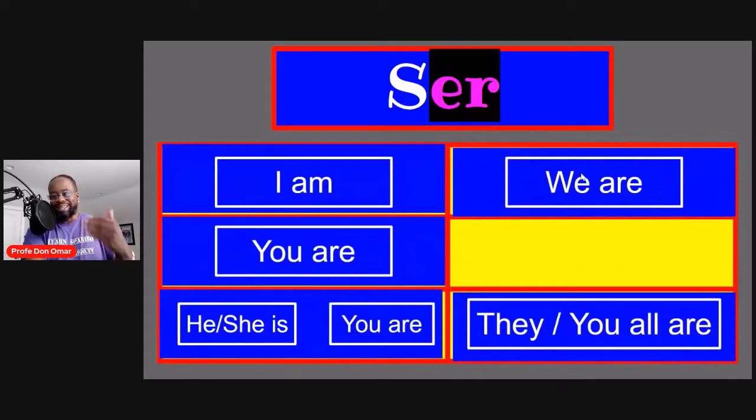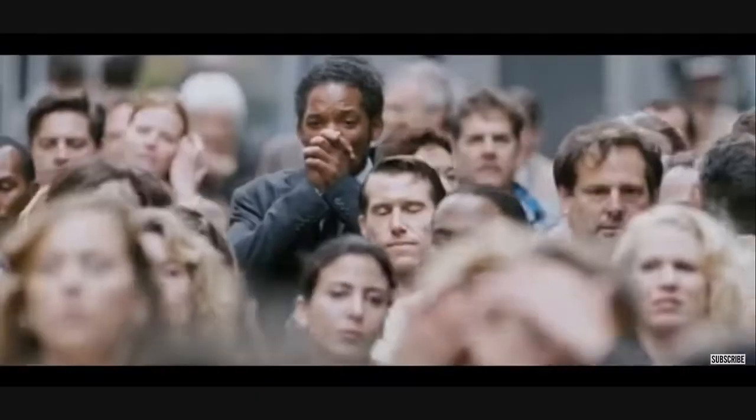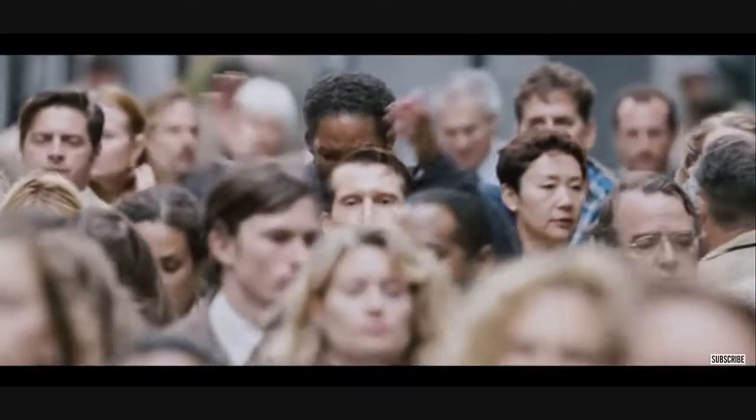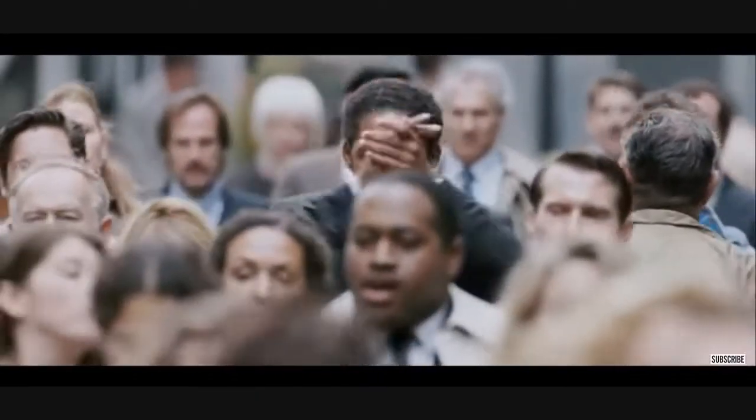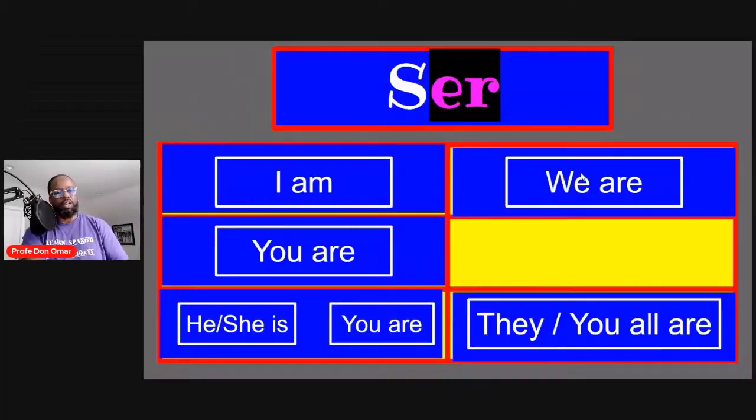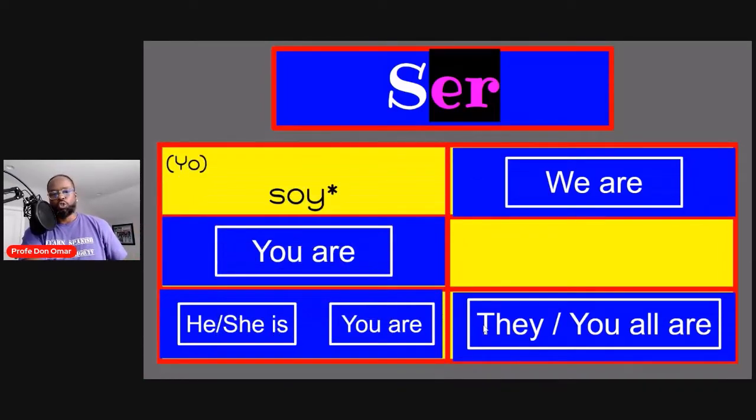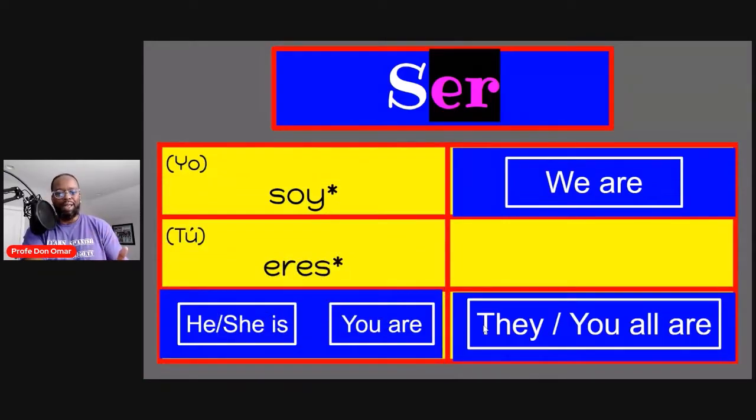So, antes de empezar, aquí tenemos las conjugaciones. Before we get started, we've got the conjugations for you. Remember, you've got to have subject-verb agreement. And if you've been joining us from the beginning here, you know what we're talking about right here. Let's take a look at the first one. We've got I am, right? Subject-verb agreement. Yo soy, right? I am. You are. Tú eres, right?